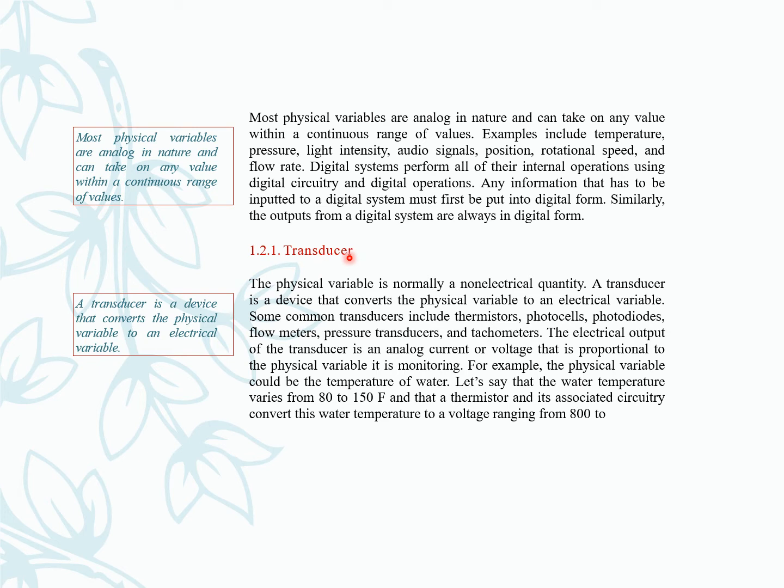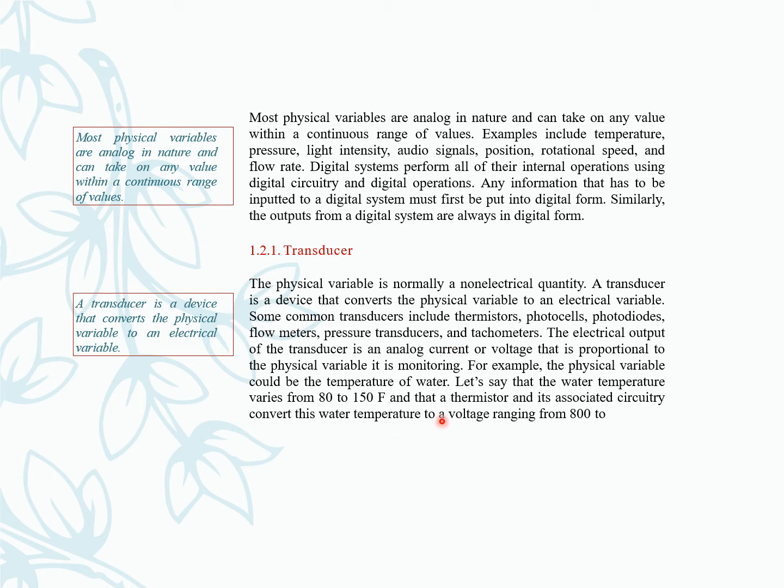Next is the transducer. The general definition of a transducer is that it converts energy from one form to another form. The physical variable is normally a non-electrical quantity. A transducer is a device that converts the physical variable to an electrical variable. Some common transducers include thermistors, photocells, photodiodes, flow meters, pressure sensors, and tachometers.